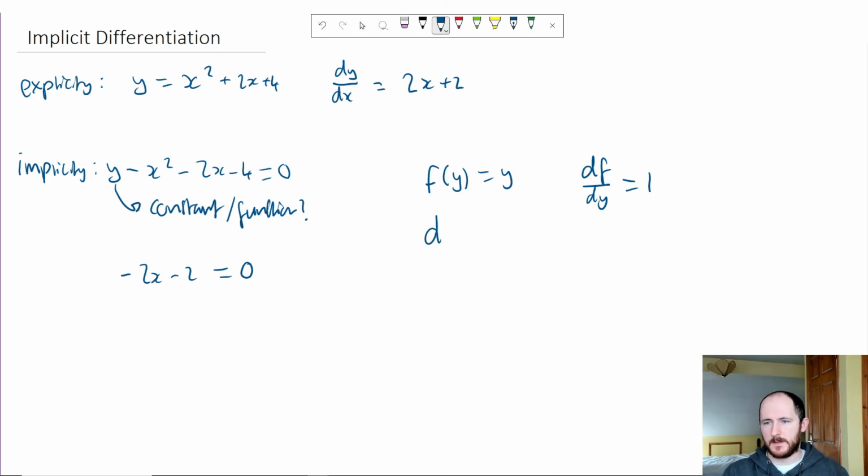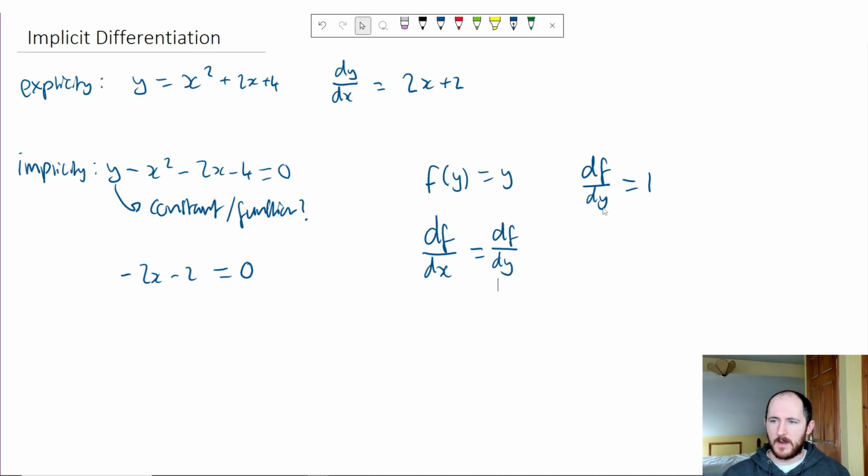So, and again, I'm going to explain why I want df by dx. I want df by dx because I'm trying to differentiate this function with respect to x, right? Logically. So, df by dx, well, on the numerator, we'd have to have df by dy.